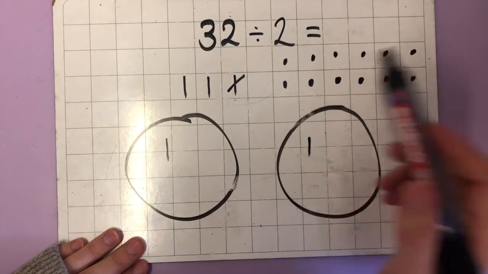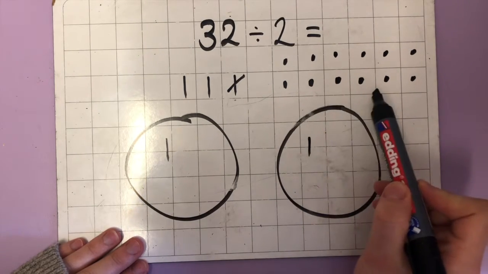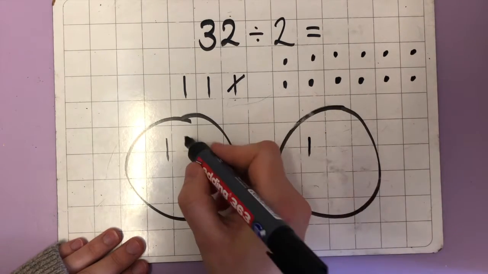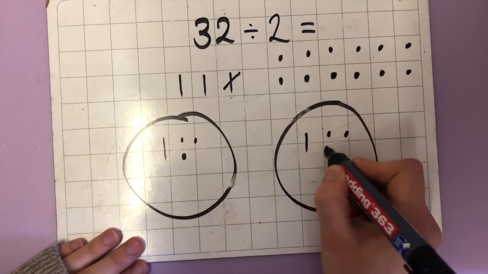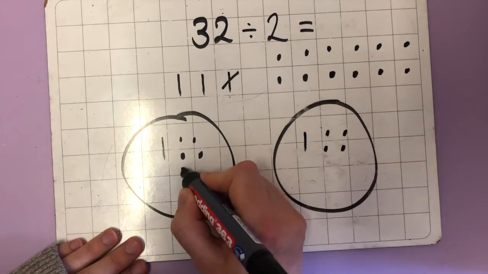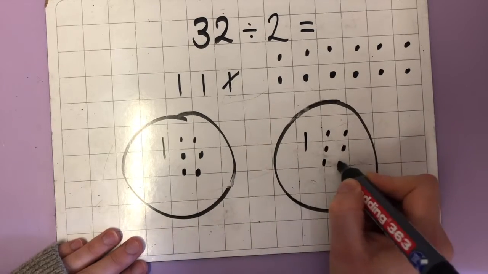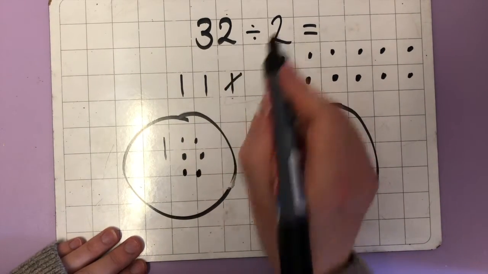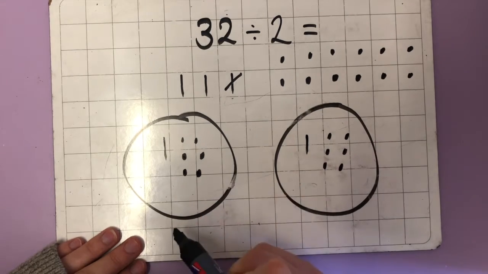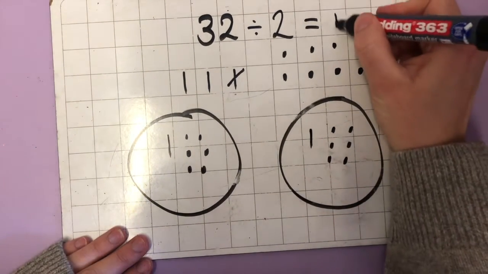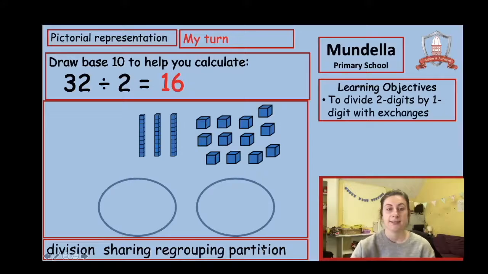Let's just check how many I've got all together. 2, 4, 6, 8, 10, 12. 1, 2, 3, 4, 5, 6, 7, 8, 9, 10, 11, 12. 32 divided by 2 is 1 10 and 2, 4, 6 1s. So that is 16. So we got the answer 16.